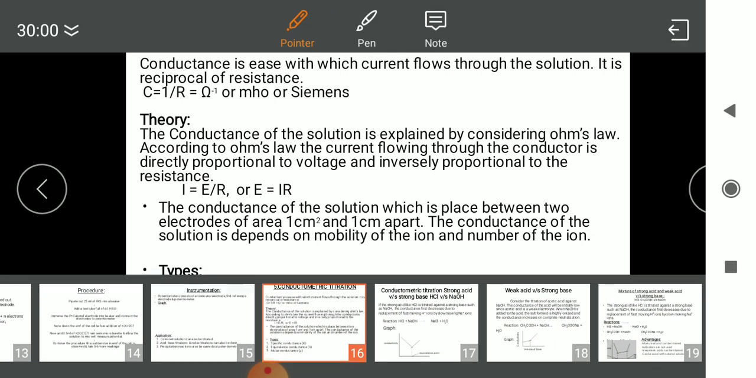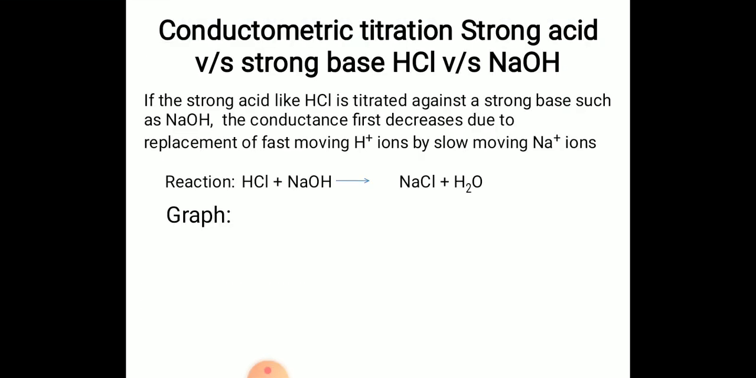So next, we have three cases of conductometric titration. The first one is strong acid with a strong base, the second one is weak acid with a strong base, and the third one is an acid mixture, having one strong acid and another weak acid, with a strong base. So we'll see one by one.